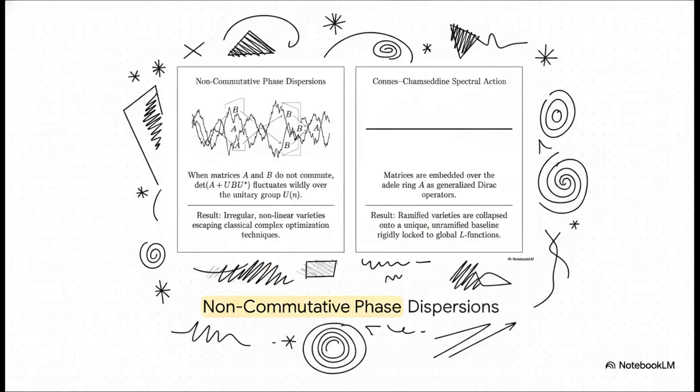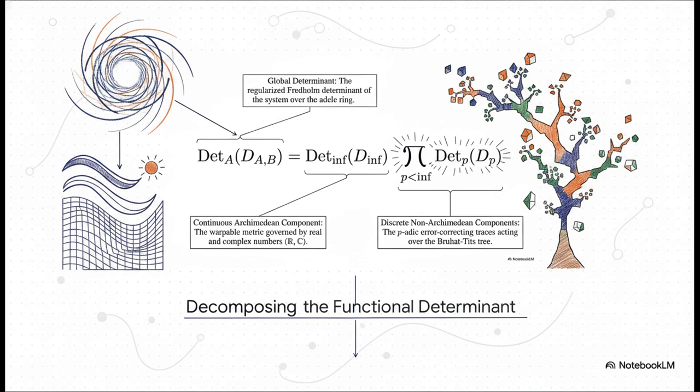When you have matrices, let's call them A and B, and they just don't commute, their non-abelian phase interactions create these incredibly irregular varieties. Notice the determinant of their combination, represented as A plus U B U star. It fluctuates wildly as the unitary group varies. These irregular, nonlinear geometries completely escape classical complex optimization techniques. You literally cannot track the individual unitary orbits effectively using standard real or complex numbers. It's a mess. So how do we bypass this chaos?